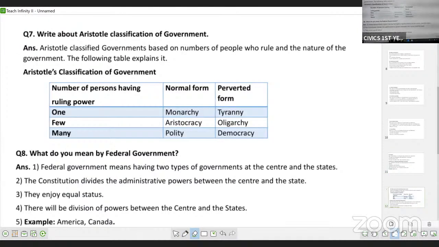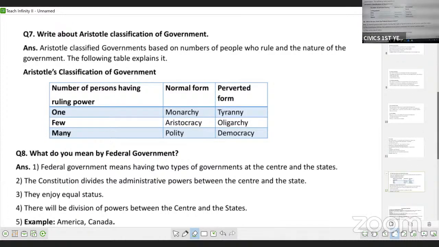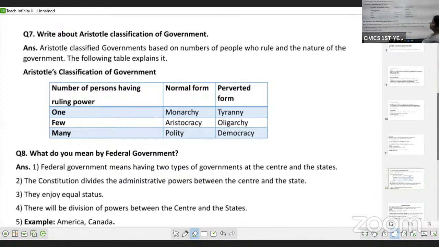Okay, next is classification of government done by Aristotle. How has Aristotle classified government? Aristotle classified government on the basis of the number of people who are ruling, and the nature, like what type of government it will be.